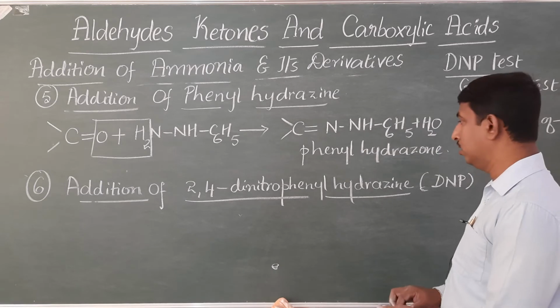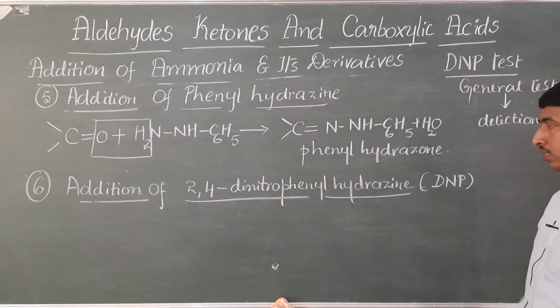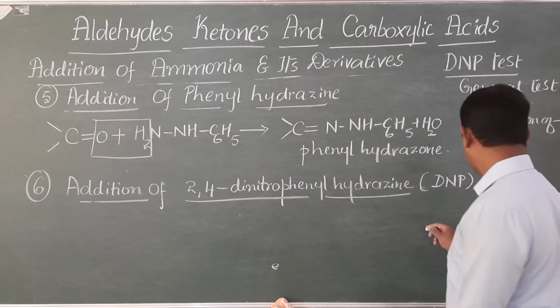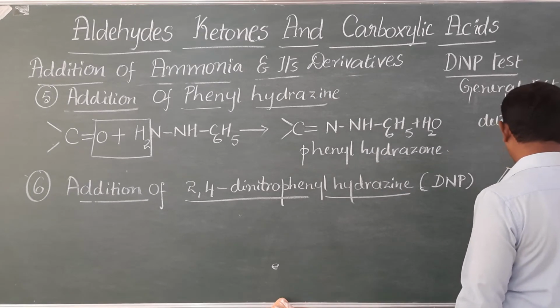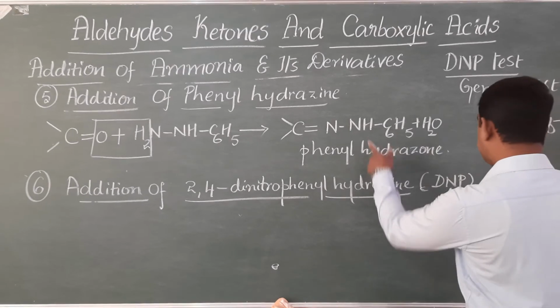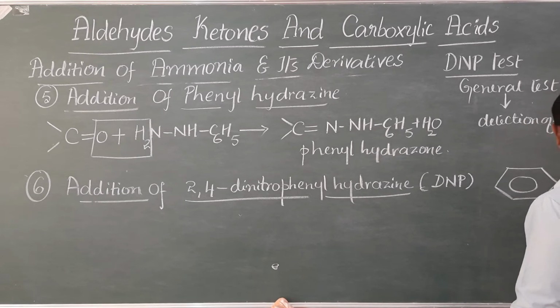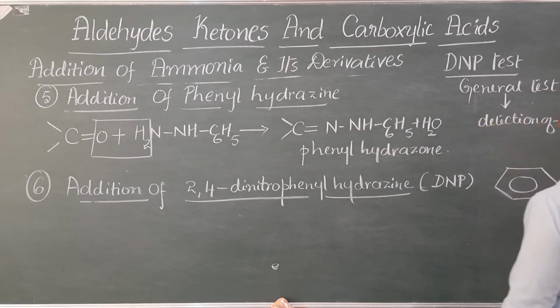Now let us write the structure of 2,4 dinitrophenylhydrazine. We know the structure of phenylhydrazine. Let us write it first. Phenyl means benzene ring. Then it is NH2.